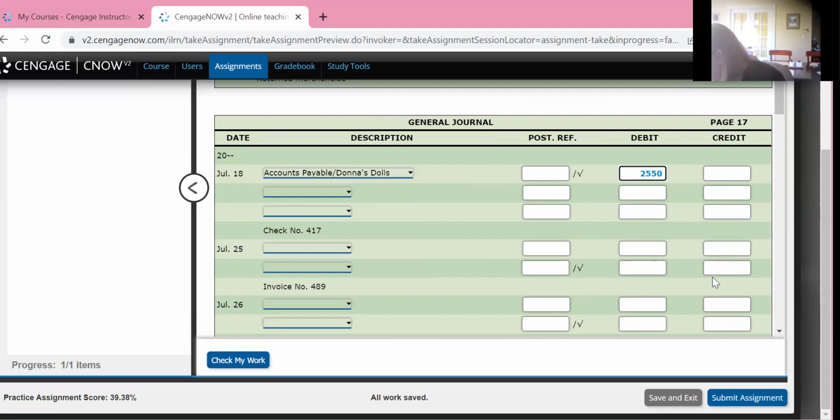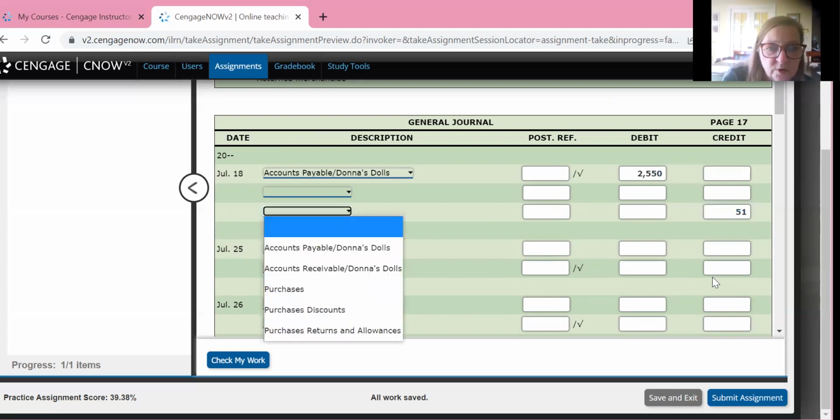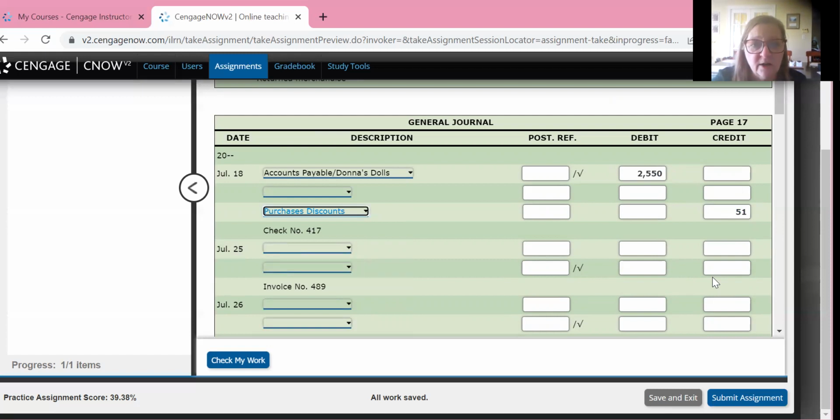And we get a discount. Donna's rule was she's going to give us 2% if we pay within 10 days. Make sure that's right. Yeah, look back on the problem. And so 2% of $2,550 is $51. So we're going to credit $51 to purchase discounts. And now we're going to write her a check, cash being the checking account, for the difference between $2,550 and $51, which is $2,499.